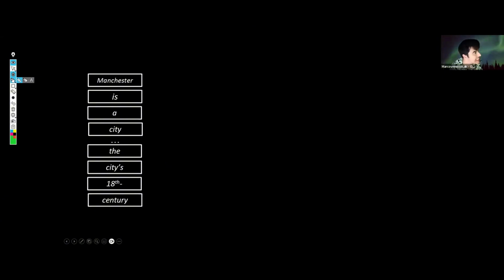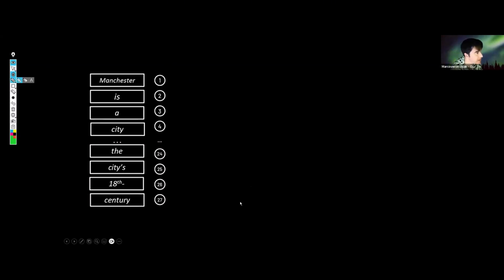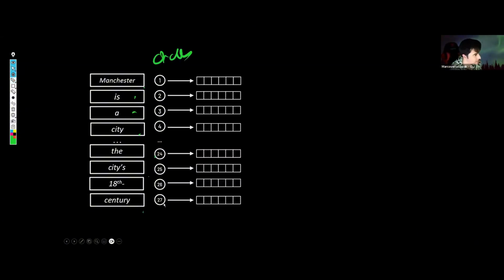Again, your input goes into the feed-forward algorithm, into the machine. ChatGPT is going to break down your user prompt into individual words or tokens. We might take into account then things like the order of those words. Say, Manchester is a city, and so on. So Manchester is first, century is last, that kind of thing. The order might come into this.